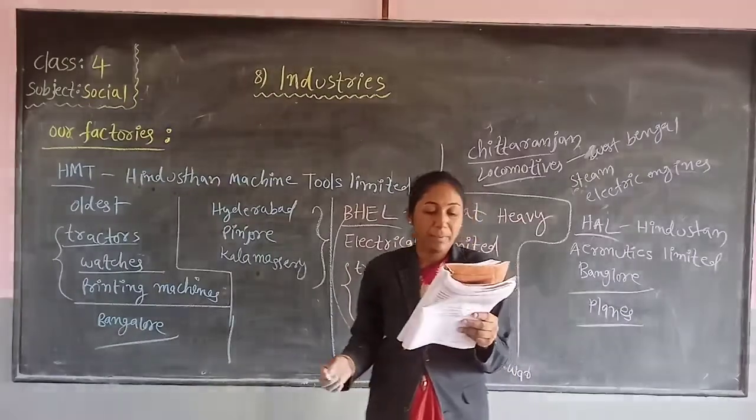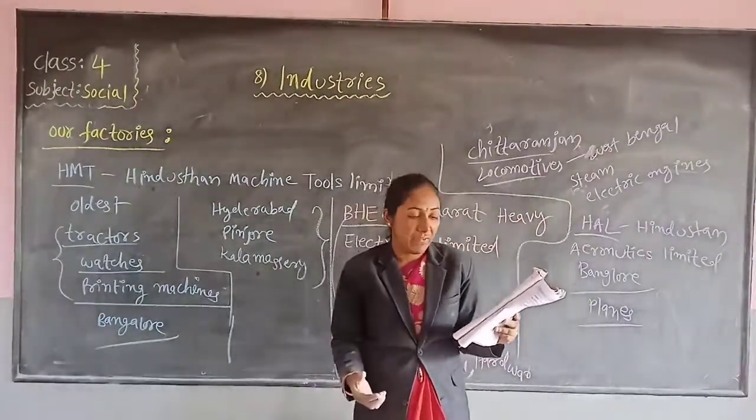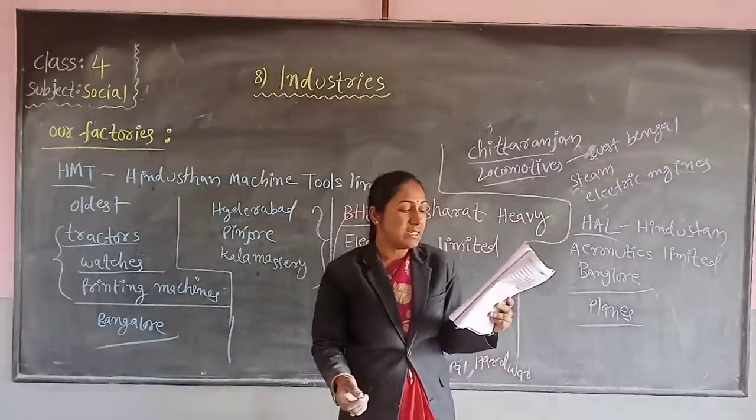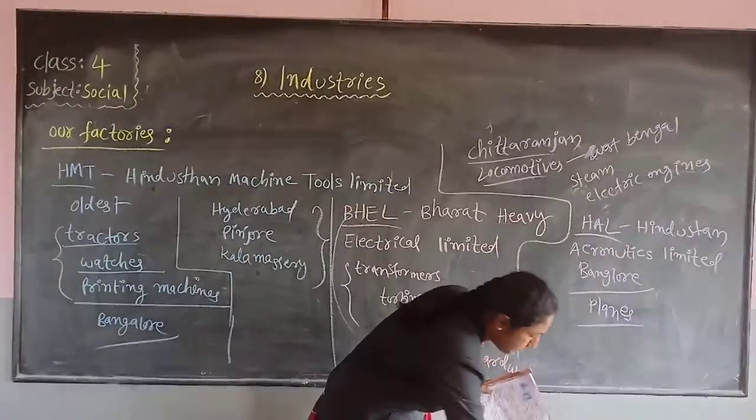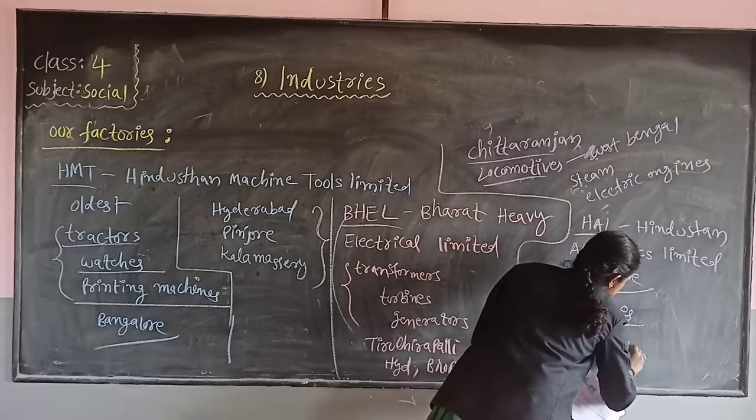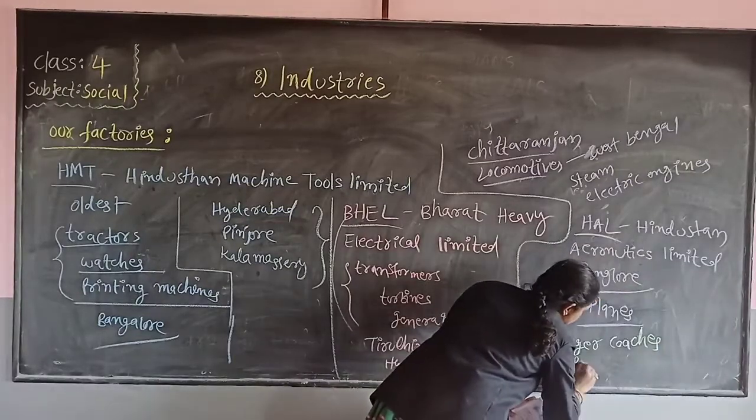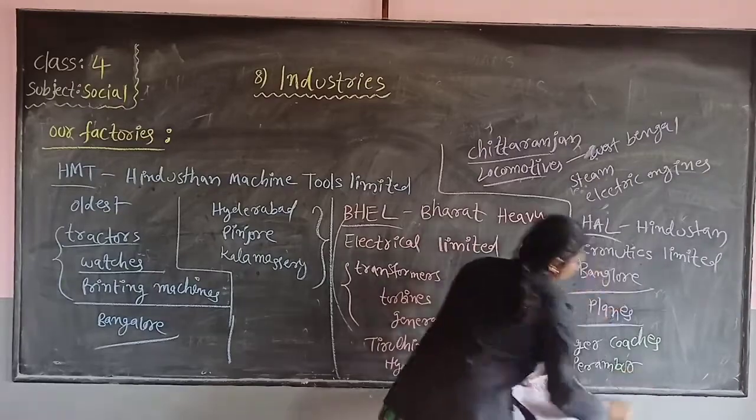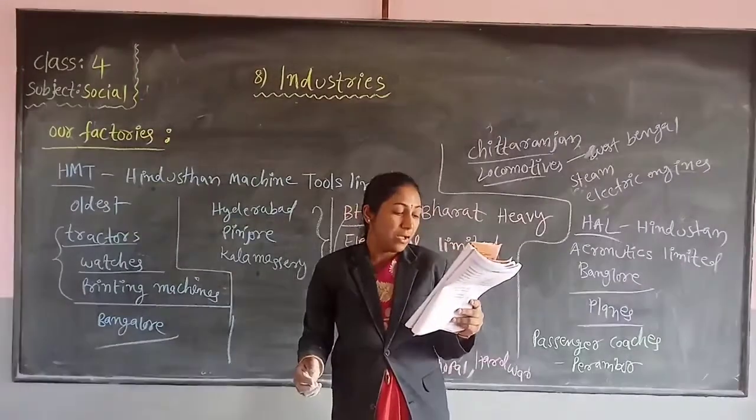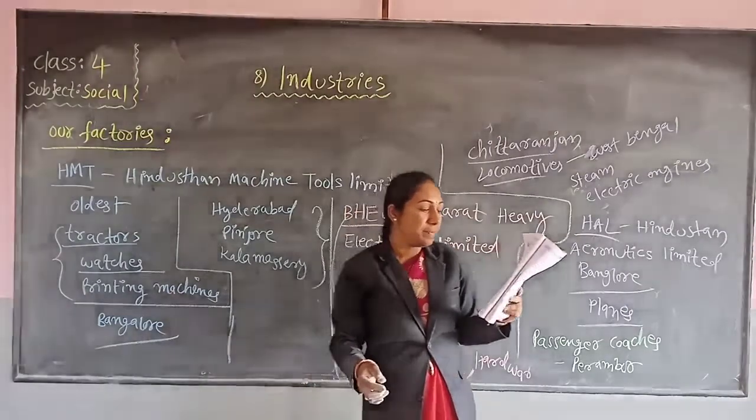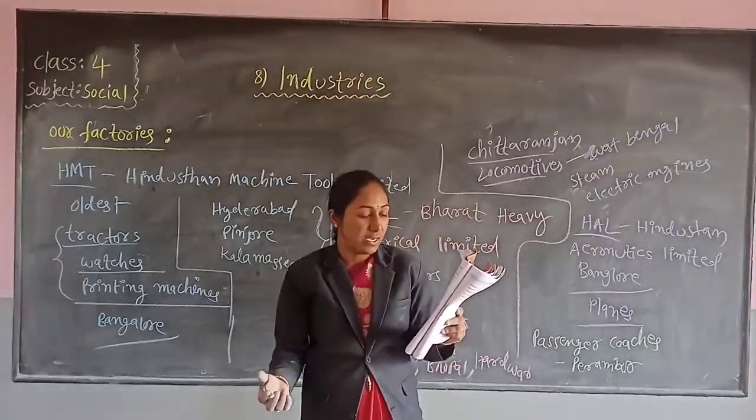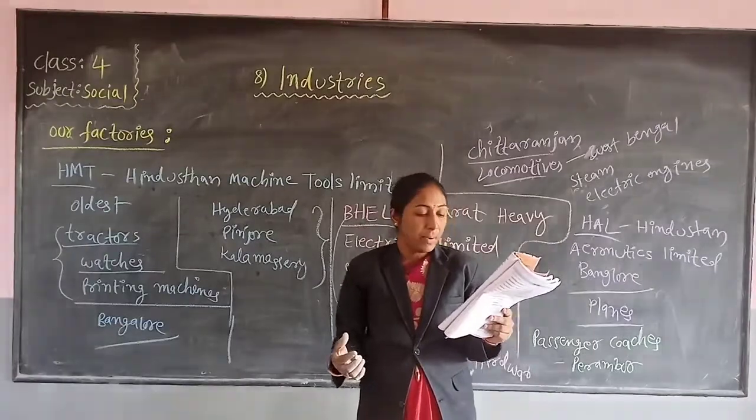Okay. There are shipbuilding yards in Mumbai, Kochi and Vishakhapatnam. Railway wagons are made at many places in our country. Passenger coaches are made at Perambur, which is near Chennai, and at Kapurthala in Punjab.